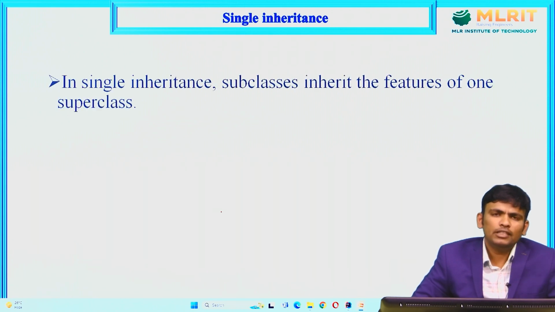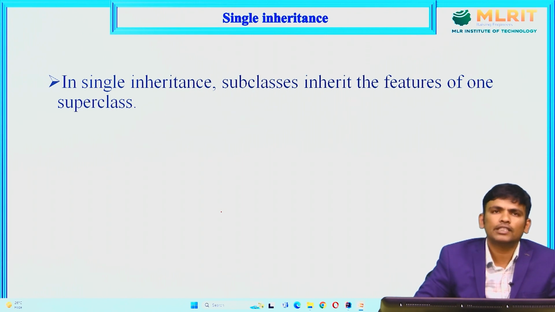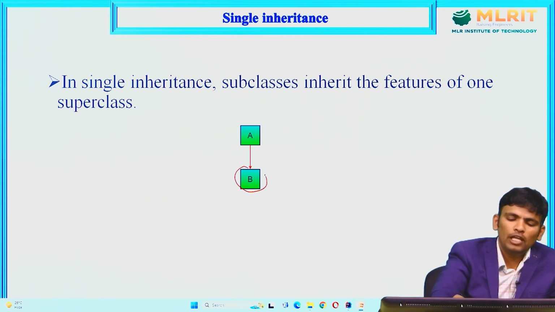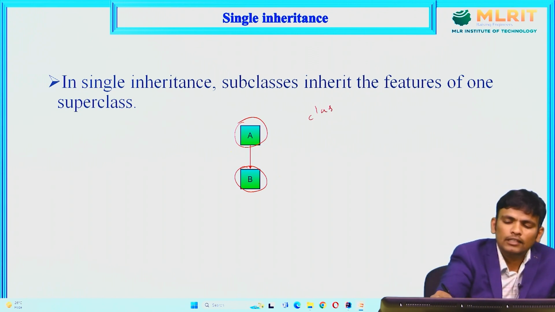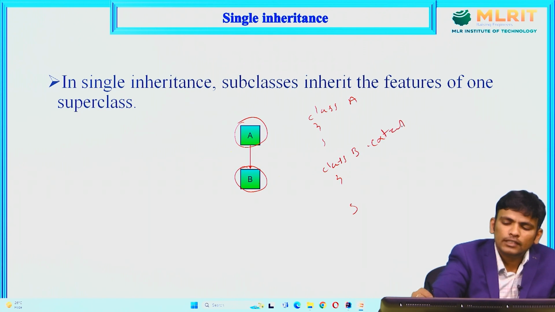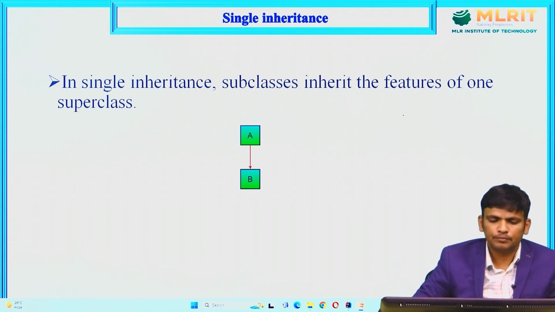Single inheritance, as the name suggests, means deriving a class from a single parent class. Suppose you take an example, here I am deriving only one class from a single parent. So this means single inheritance. Suppose here I take a class A, and I take one more class, class B extends A. Now you are deriving only one child class from one parent class. This concept is called single inheritance.